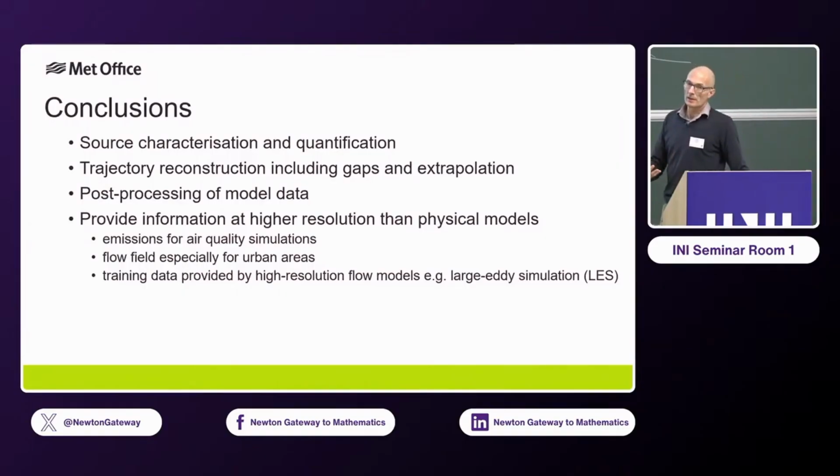So a lot of what we do is characterizing and quantifying sources. So for example, the pollen example I showed you is an example of that. Also the air quality, the first of the two air quality examples I showed you, where we want to quantify emissions. Other things that we do are post-processing, again, that's particularly of air quality models. And where we think machine learning could be very beneficial is in providing much higher resolution flow fields, much more detailed information than is currently the case. And we think one example where that could be useful is in street scale dispersion modeling.